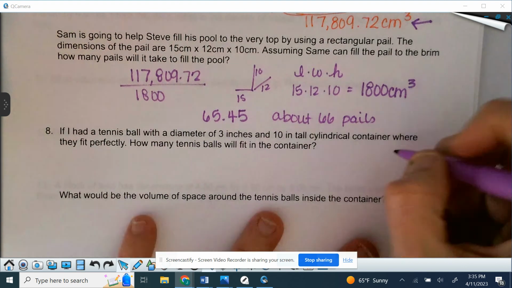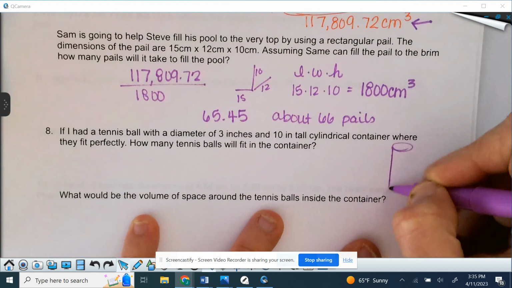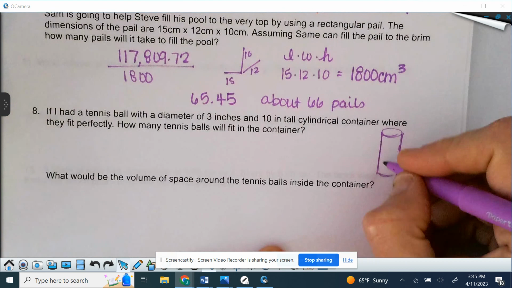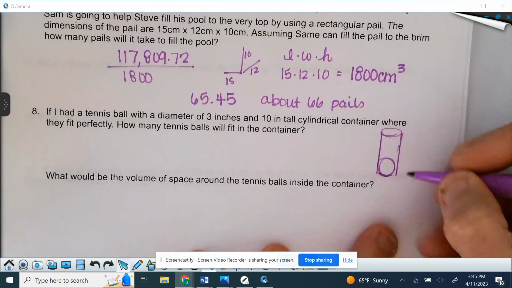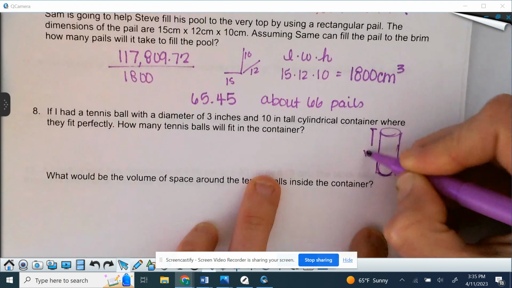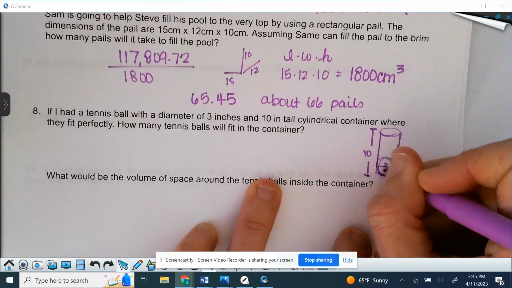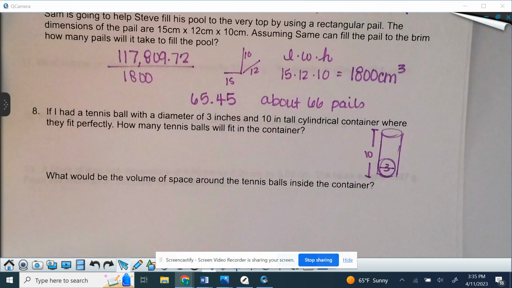So if you've ever seen a container of tennis balls, it's sort of like a cylinder, and then there's a tennis ball in there. In this case, it says this is 10 inches, and our diameter is 3 inches. Remember, again, diameter is all the way across. You could find the volume of your tennis ball, and then the volume of the entire cylindrical container, and then figure out how many tennis balls fit in the cylindrical container.